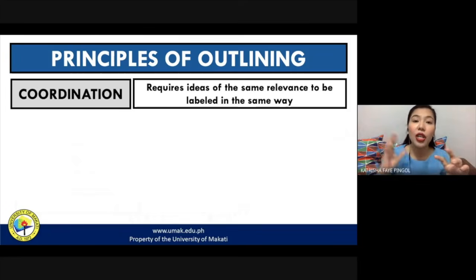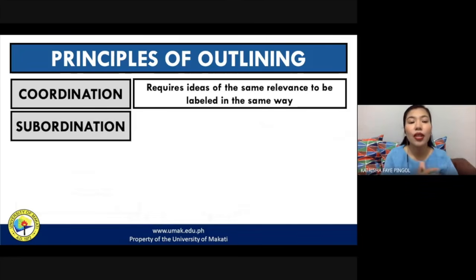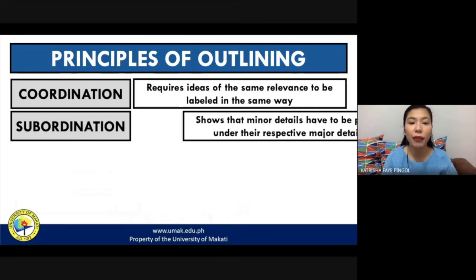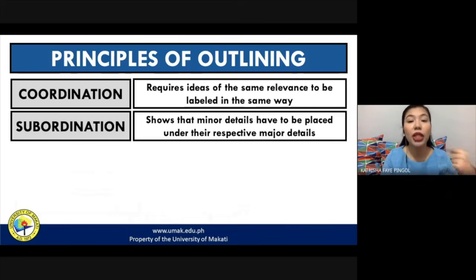Now, for the next cluster, for your next main idea, the subordinate should also be labeled as numbers. Okay. Next, subordination. This is what I was talking about a while ago. When we say subordination, it simply shows that minor details have to be placed under their respective major details. Okay, therefore, the main ideas should be supported by supporting ideas that are related to them. That is why they are called supporting ideas in the first place.